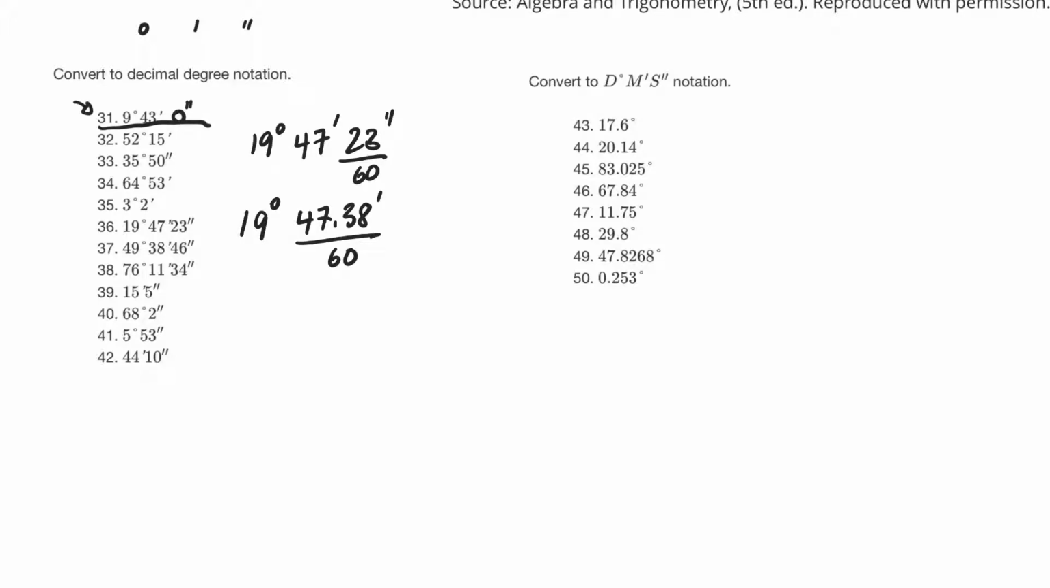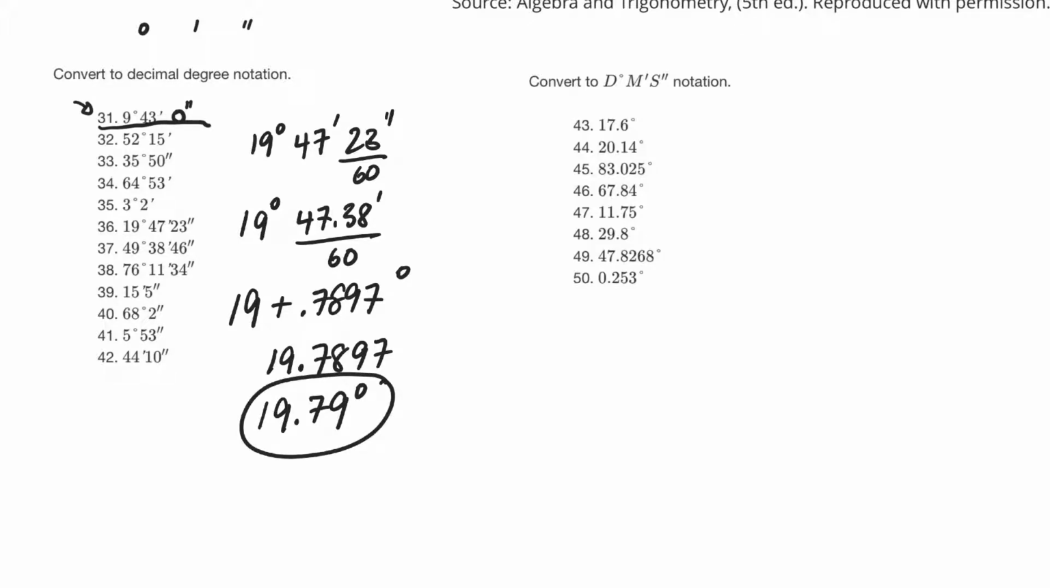Now I'll take this one and divide it by 60. So what's that come out to? Divided by 60, it's 0.7897, and I'm going to add that to the 19. So it'll be 19 plus the 0.7897, etc. And this whole thing will be degrees. So when you add those, it'll be 19.7897. I think the question has you round it to 2 decimal places. So I'd put 19.79 degrees. So that measurement in decimal degrees is the same as this measurement in DMS. Okay, hopefully that helps you.